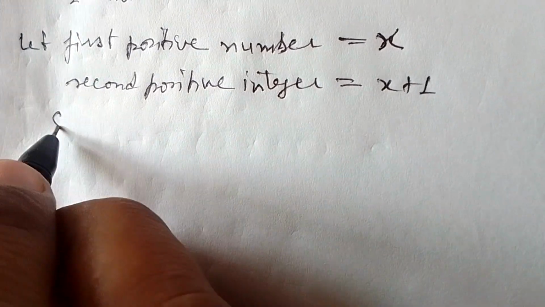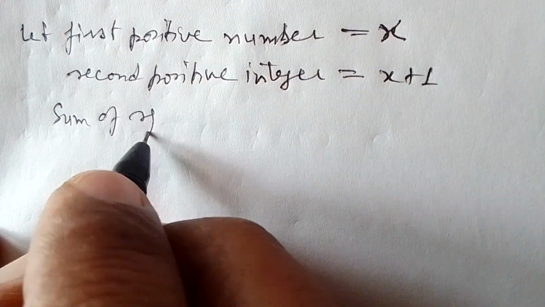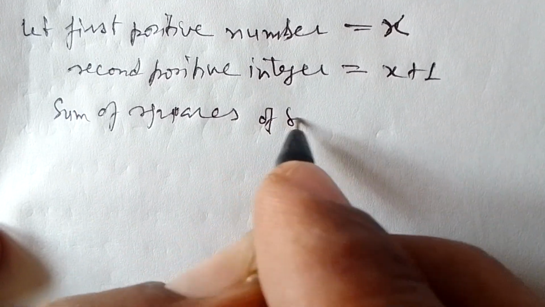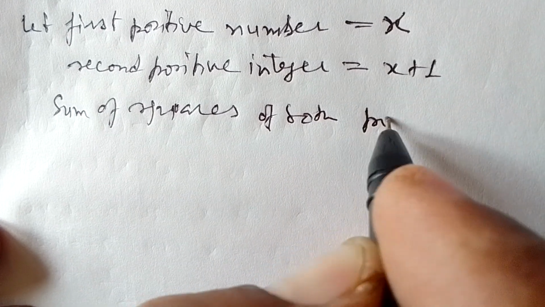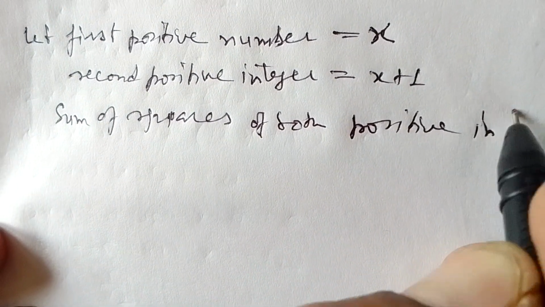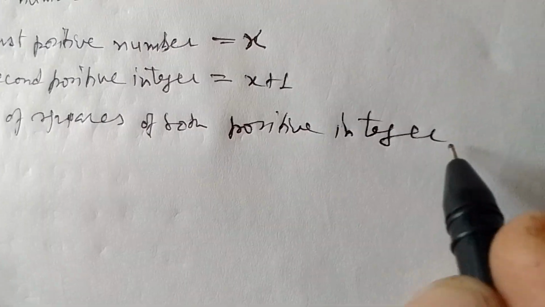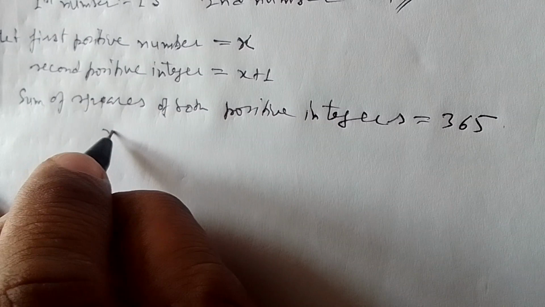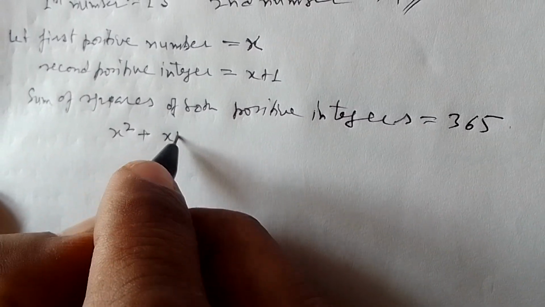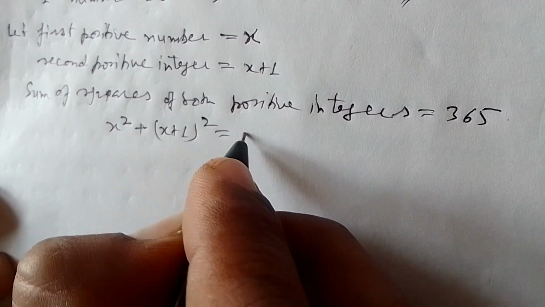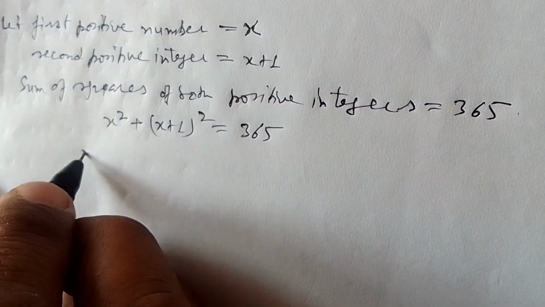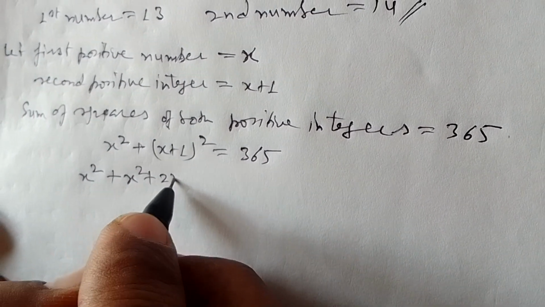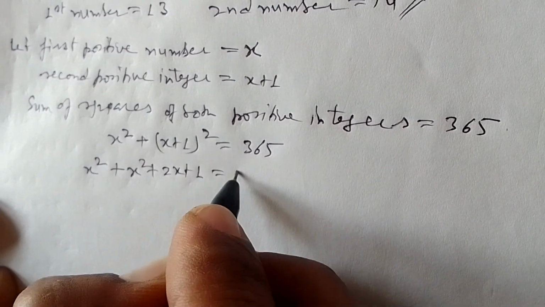So sum of squares of both positive integers is equal to 365 as according to the question. So x square plus (x plus 1) square is equal to 365. Now we will do the opening of the bracket. It becomes x square plus x square plus 2x plus 1 is equal to 365.